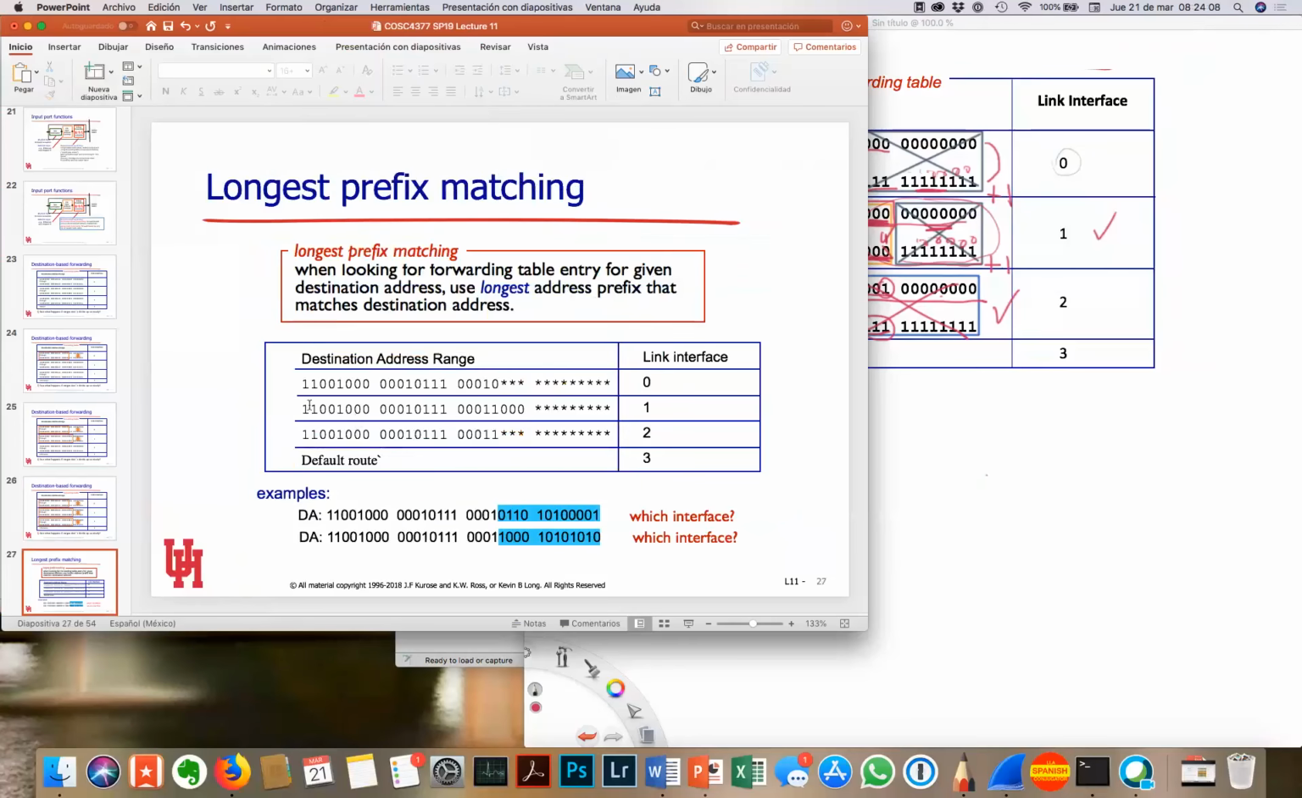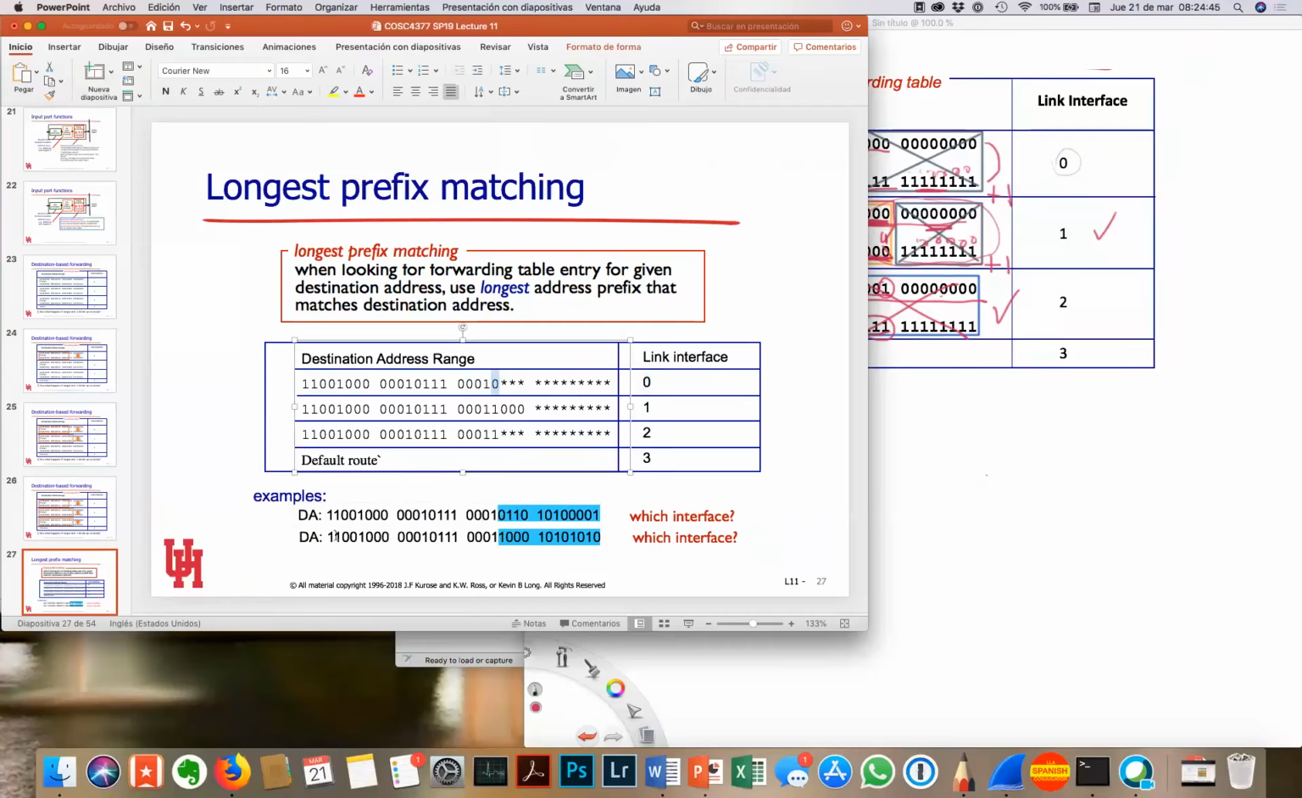Because these two match for the first 21 bits, you've got to make sure that if it also matches the next 3, you better go here. All right, so let's take a look at a couple of examples. Here's a destination address. It starts out like this. Where do I send it? Well, it matches all 3 for the first 20 bits. All 3 of these have the first 20 bits the same. That's here. And then the 21st bit, what is it in our packet? It's a 0. The only one that matches that is here. It goes over link interface 0, because it's the only row that had a 0 in this position.